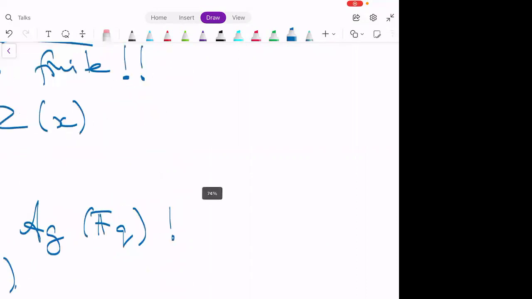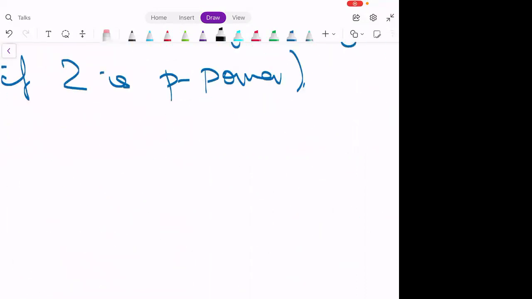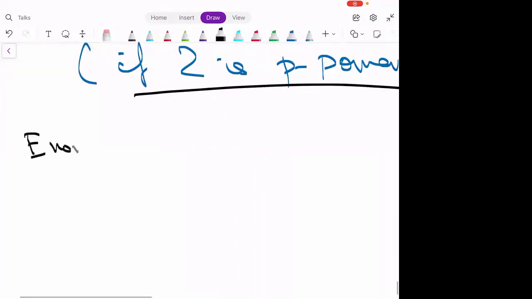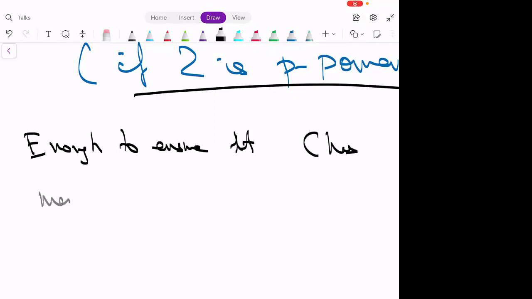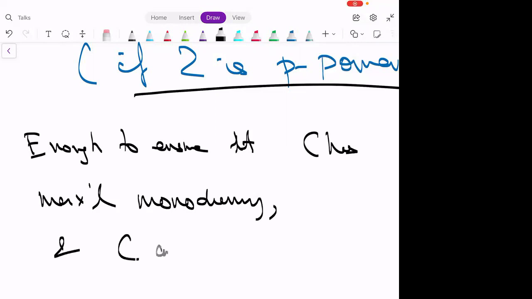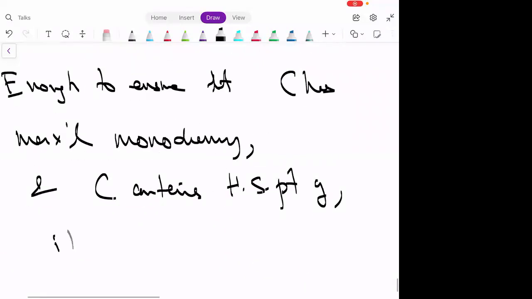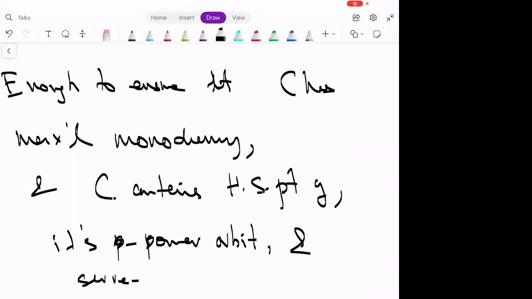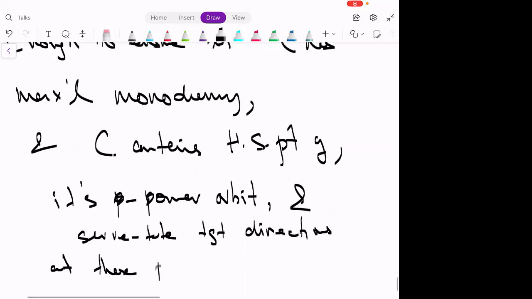So it's enough to ensure that C has maximal monodromy and C contains some hypersymmetric point y, its p power orbit, all of which is just finite, and the set of tangent directions at these points. And that's it. So, Ananth, are you still?